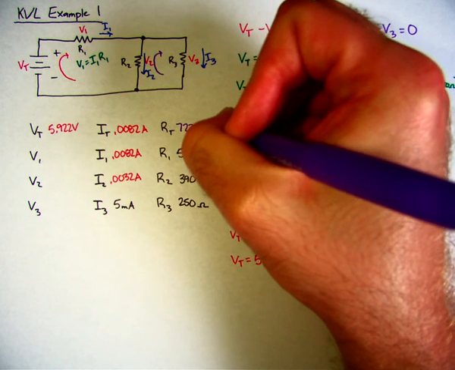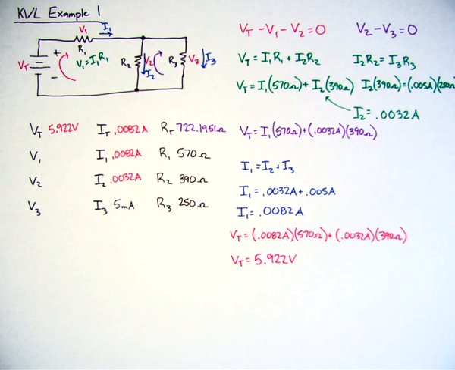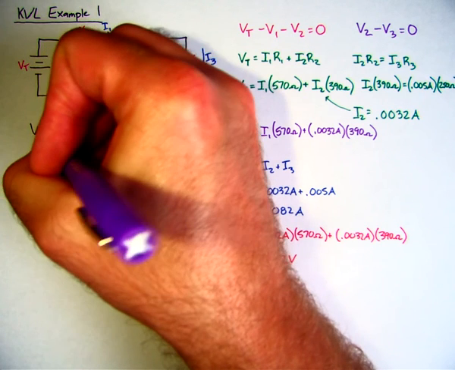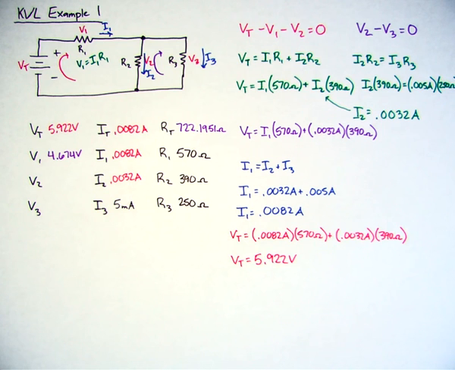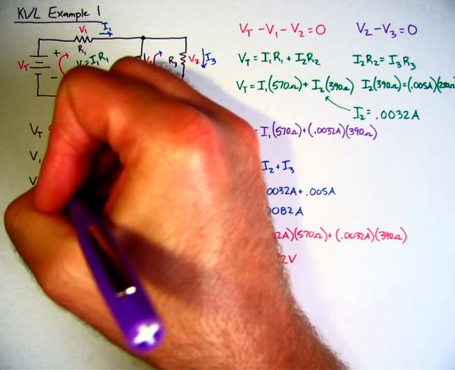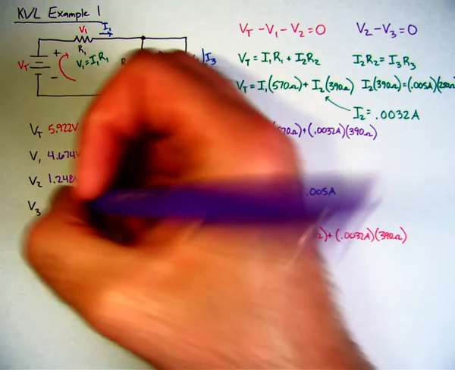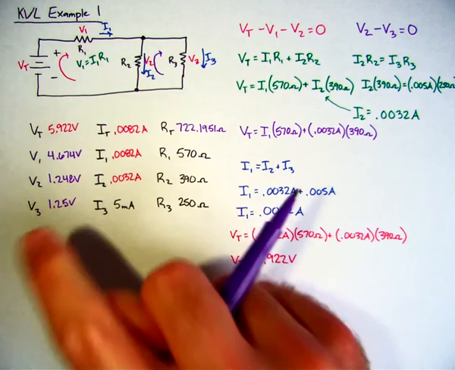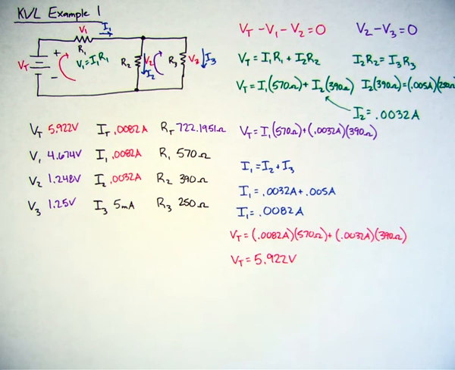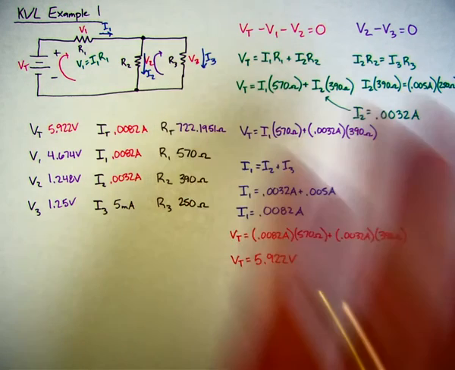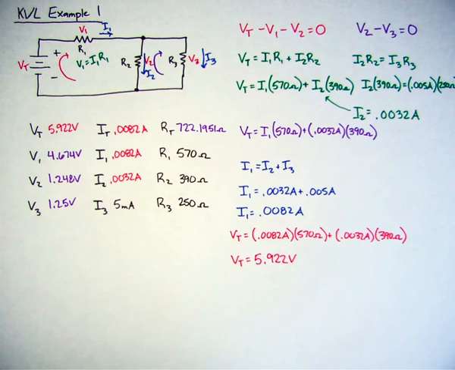So 5.922 divided by 0.0082 gives me a total resistance of 722.1951 ohms. 570 times 0.0082 is 4.674 volts. 390 times 0.0032 is 1.248 volts. And then 250 times 0.005 is 1.25 volts. You notice that these two should be the same, but they're a little off because of the rounding. But that's it. So that's how you could use KVL, a little bit of KCL in here in order to solve this problem.